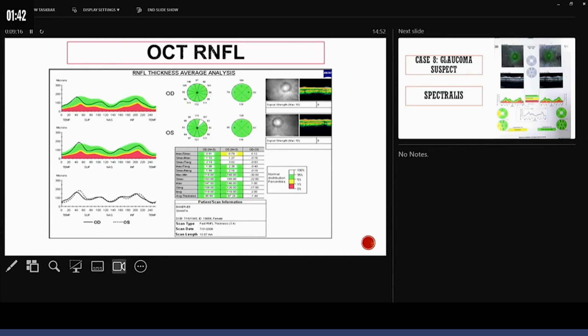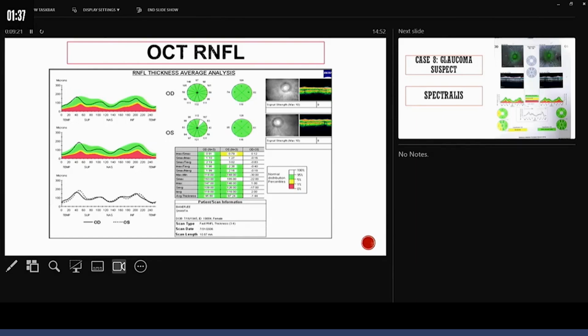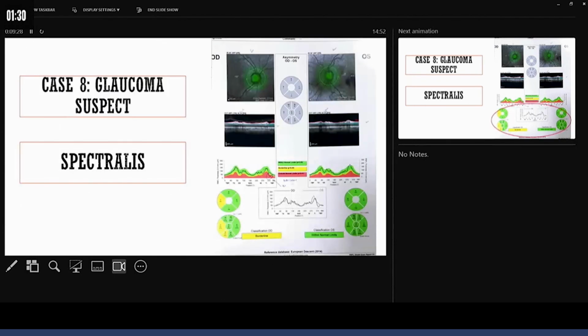Sometimes even in a case like this, where you have early RNFL thinning, the report can be green because the machine always gives you the average RNFL thickness. So although there is a thinning, it is still within the normative database.